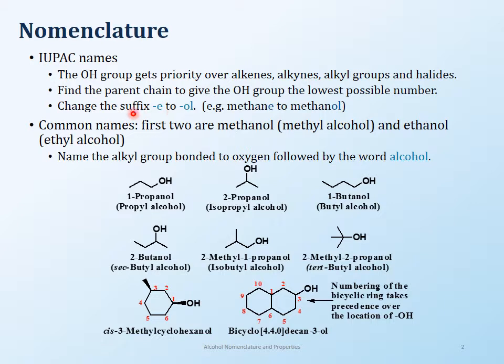And then you change the suffix from E to OL. So for example, methane becomes methanol. So you remove the E and then add the ol. So all the alcohols will end in ols, and that's how we know it's an alcohol.